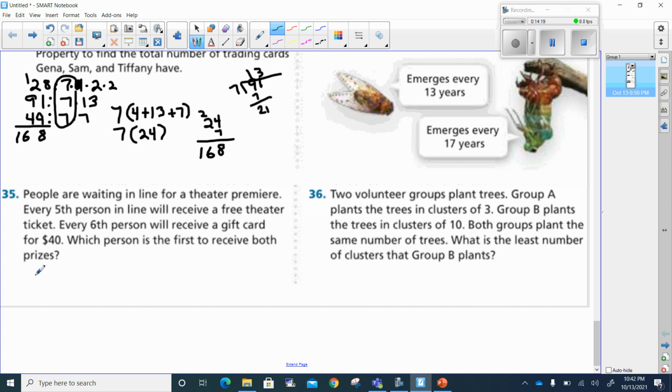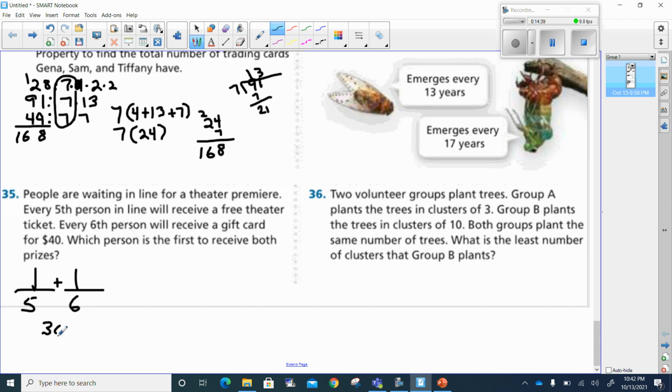Remember how we said this? It's almost like having 2 fractions here, right? This one's 1/5, and this one's 1/6. We're looking for the common denominator, right? Before we can add them or subtract them, we're looking for the common denominator. I know the common denominator of 5 and 6 is going to be 30.